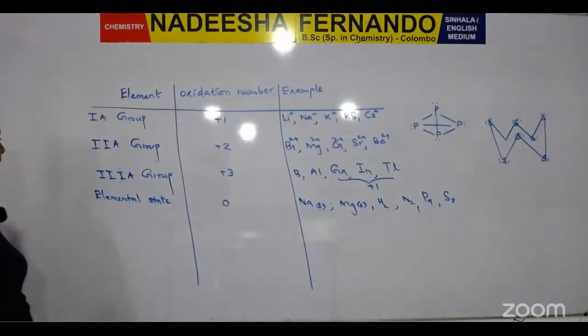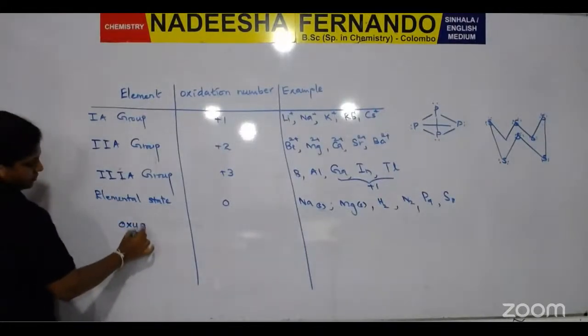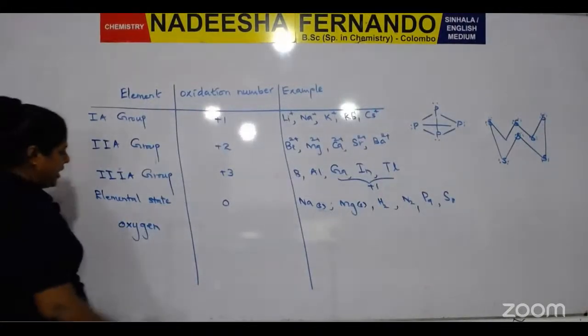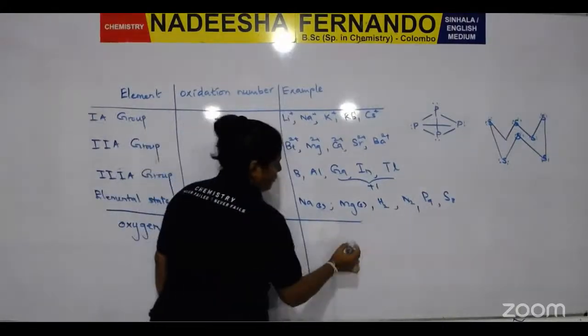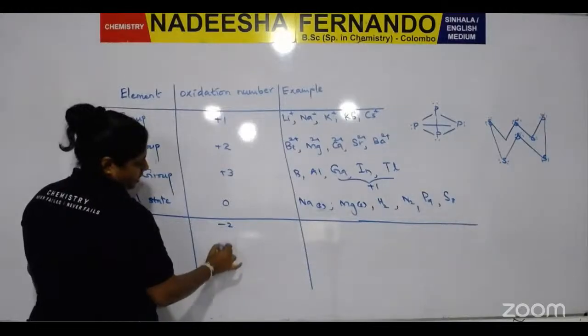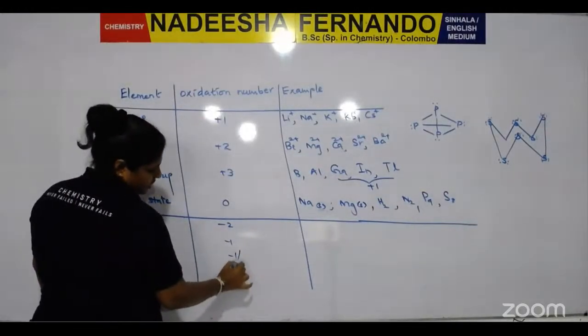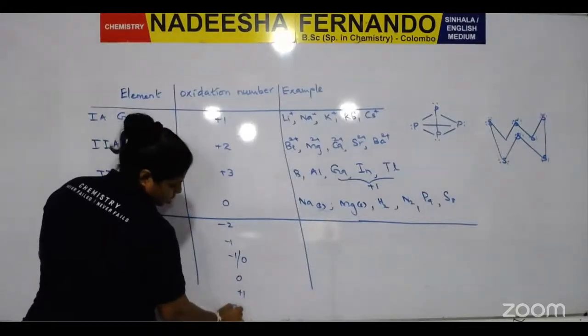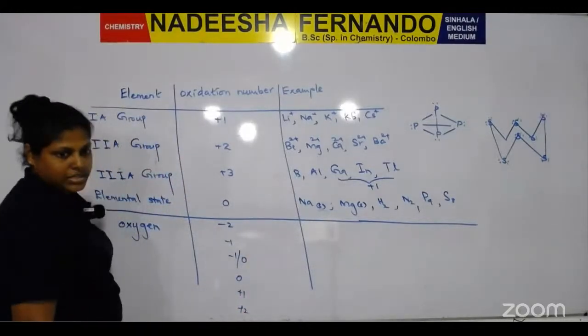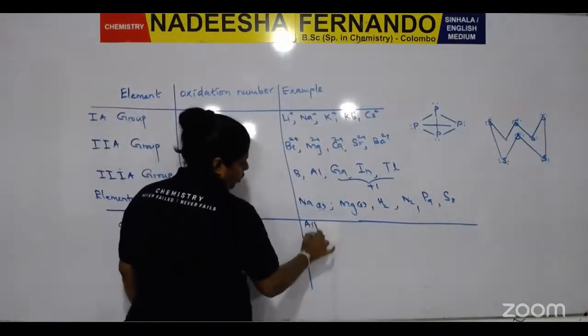So after that, oxygen has a few oxidation states, right? Starting from -2, -1, -1 and 0, and +1 and +2. -2 in all oxides.